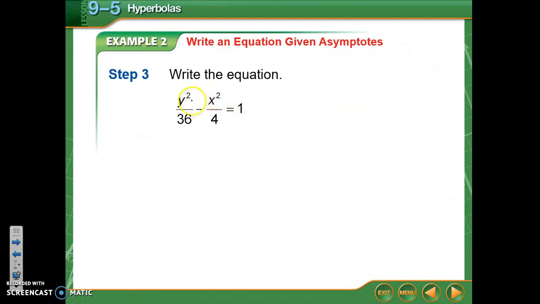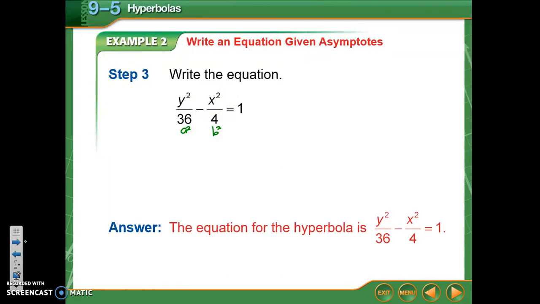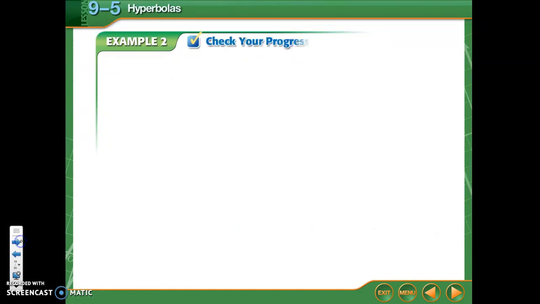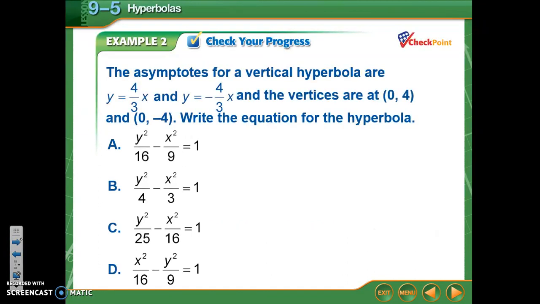So I write my equation. It's vertical, so my y squared term comes first over a squared. A is 6, so 6 squared is 36. B is 2, so b squared is 4. That goes under my x squared term. And this is the equation for my hyperbola. Okay, so I want you guys to try this one.